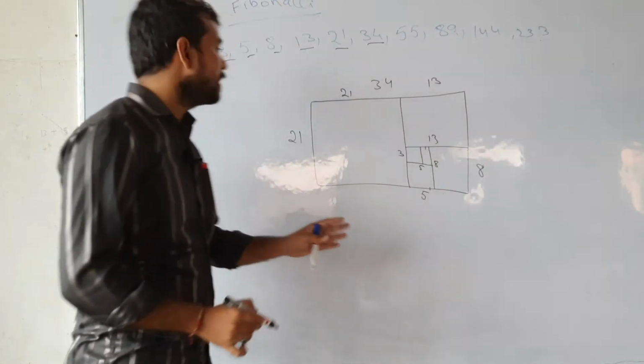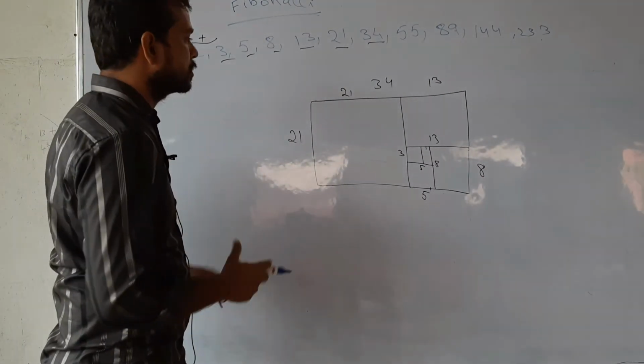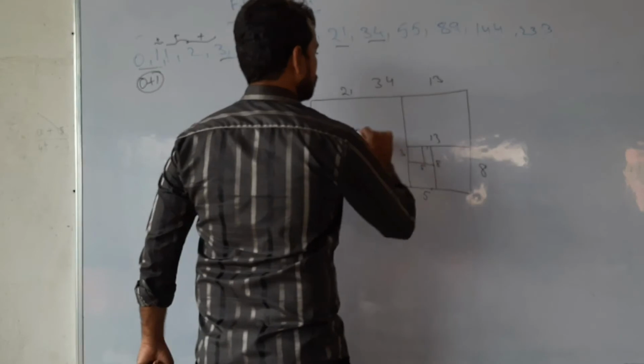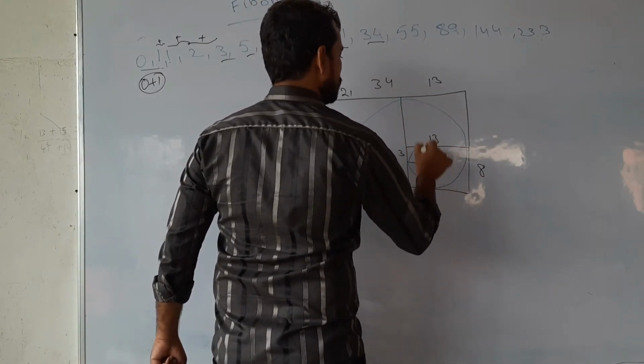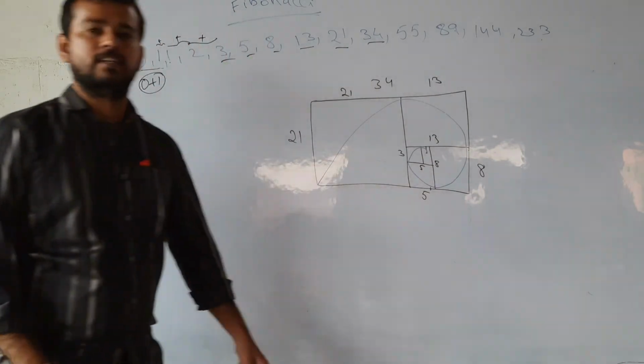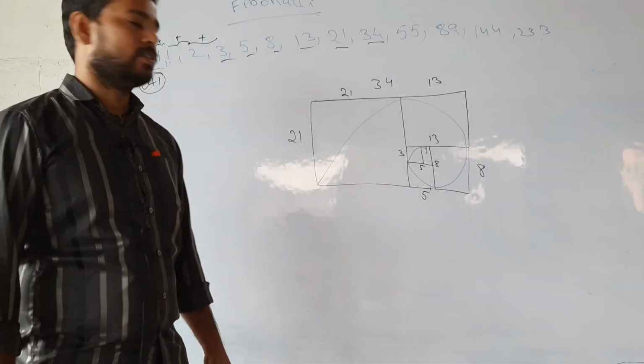Okay, like that I will take 1 and 0 also. Now join all these points up to 2. This forms a golden spiral. This is called a golden spiral. Okay, so this is common.